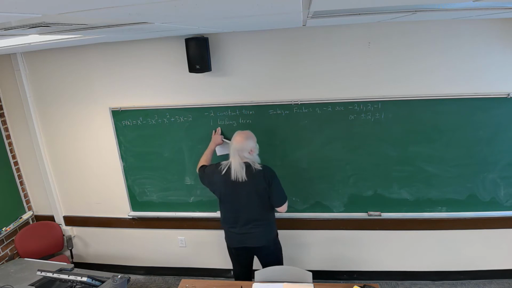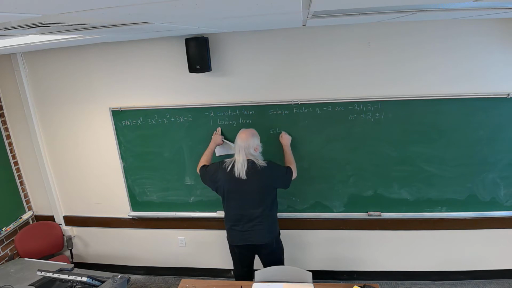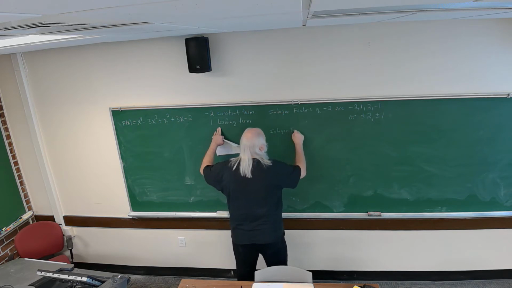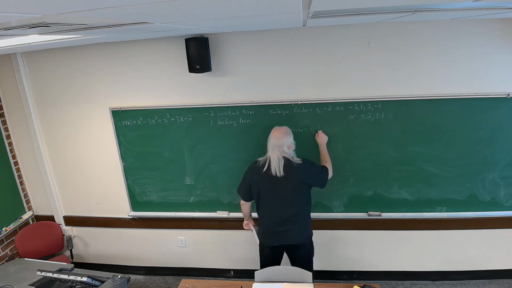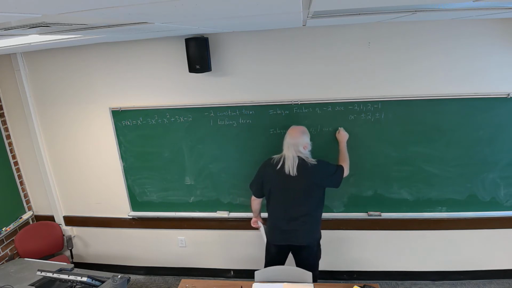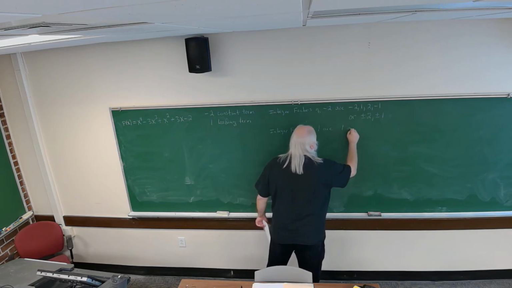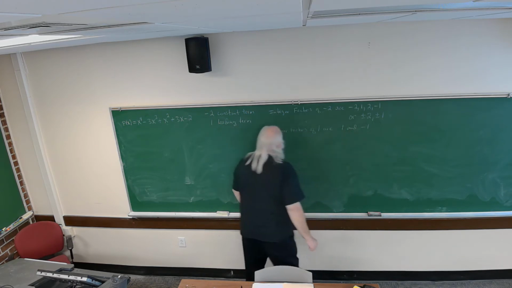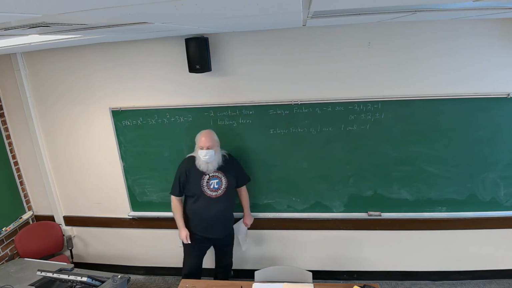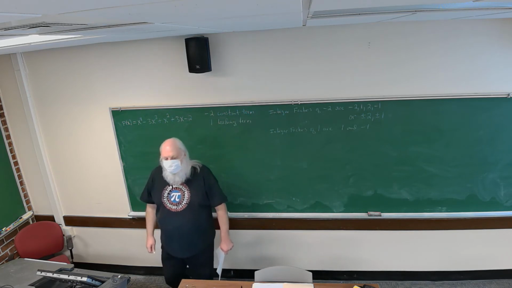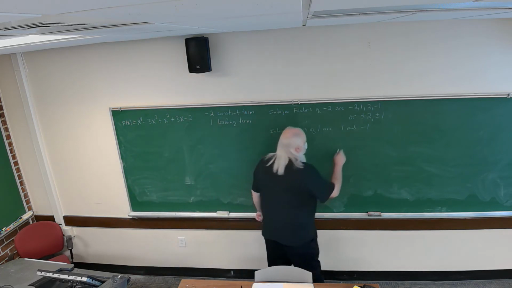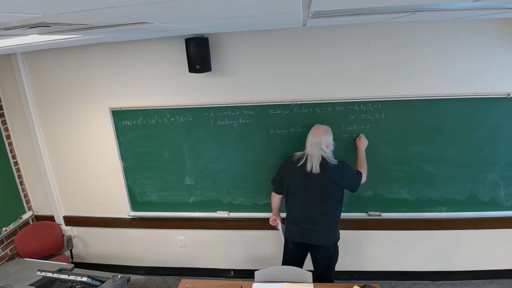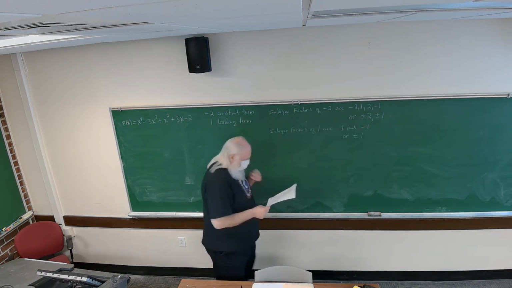Now we consider the integer factors of the leading term. And that's pretty simple. The integer factors of plus 1 are just 1 and minus 1, right? 1 times 1 is 1, minus 1 times minus 1 is 1. Which we can write as plus and minus 1.